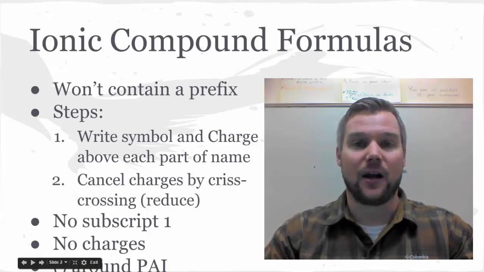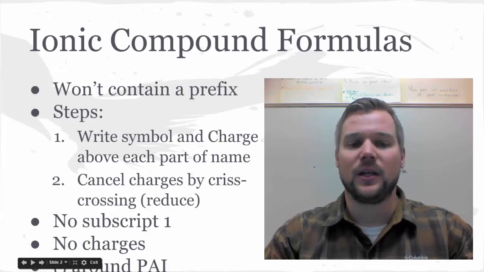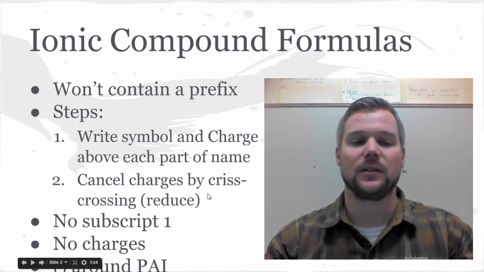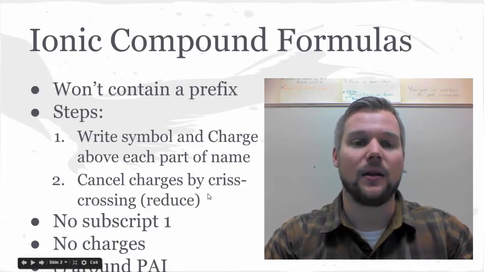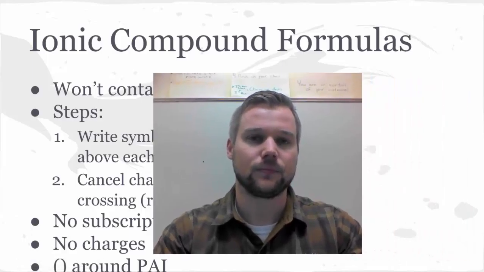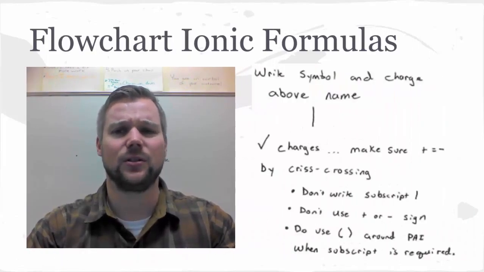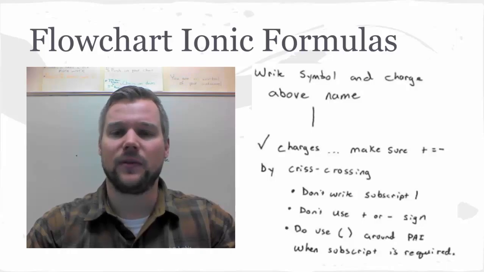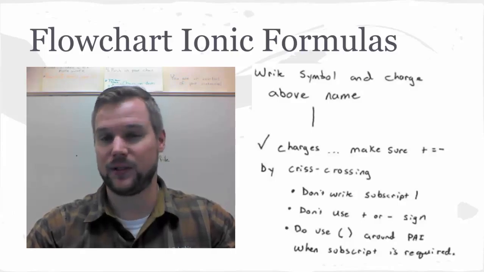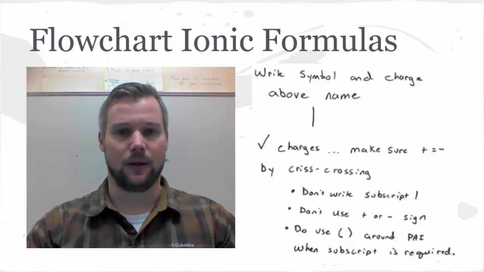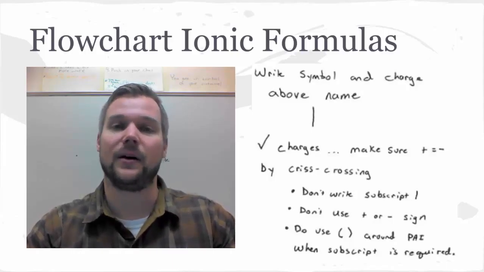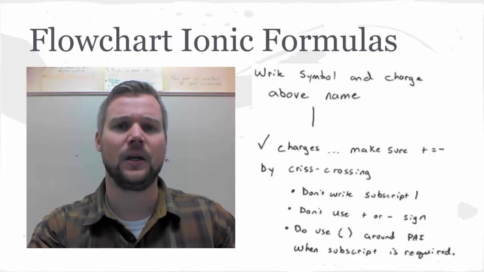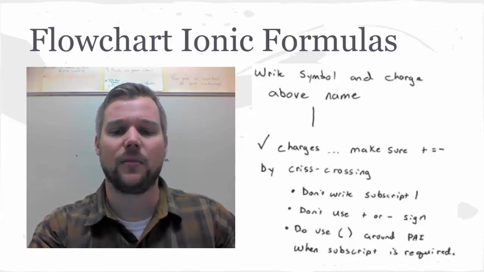And then you're not going to include charges inside your formulas. And finally, you might need to use parentheses around the polyatomic ion if one exists. So this is basically what you do. You're going to write your symbol and charge above the name. Here's your flow chart, your graphic of it. Check your charges, crisscross. And then don't write the subscript 1. Don't use a plus or minus sign anywhere inside your formula, and don't forget to use parentheses around a polyatomic ion. I'd like to show some examples of how you might do this.